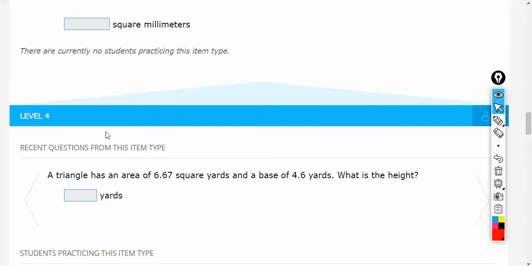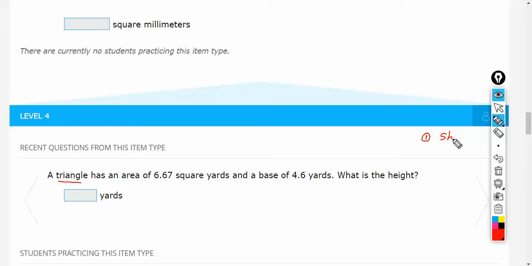Cool. So we're going to do a triangle here, has an area of 6.667 yards, a base of 4.6 yards. What is the height? So the first thing we got to do is identify the shape. Okay, so we got a triangle. The next thing we got to do is identify what they want us to find.